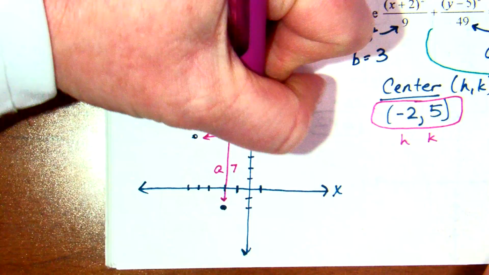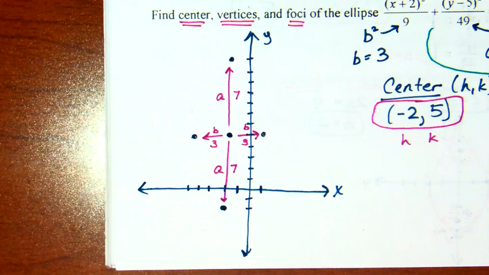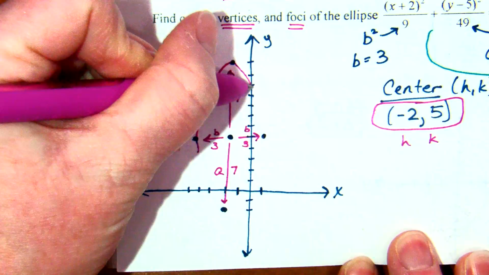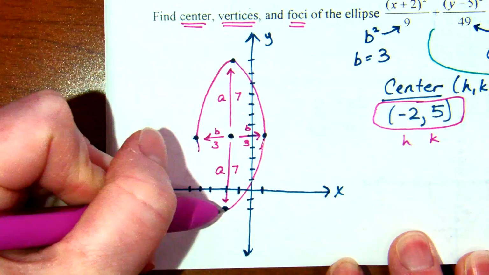That gives me my other points on my ellipse. And then you can attempt to connect these points, right? Okay, I think I have a football going. We'll go with it.